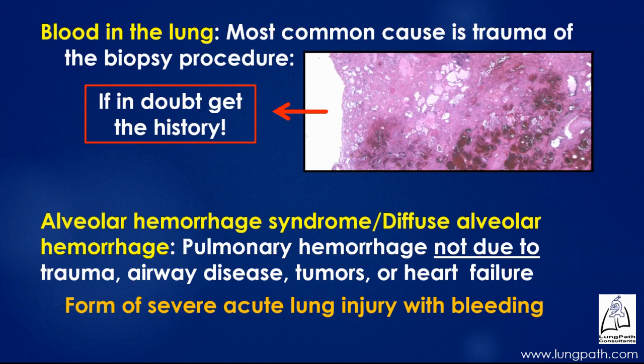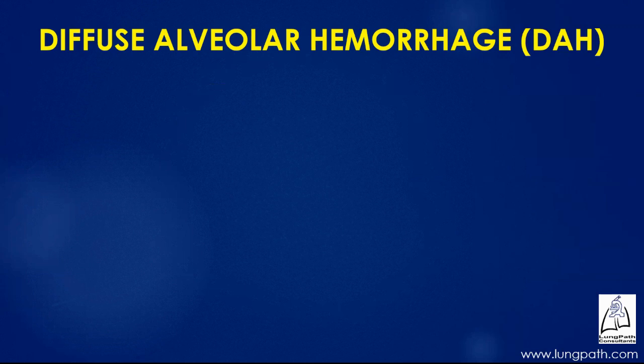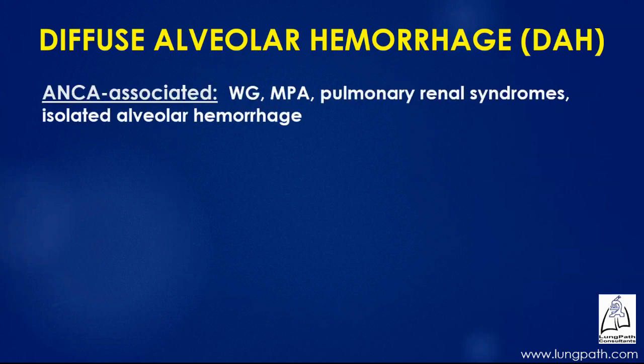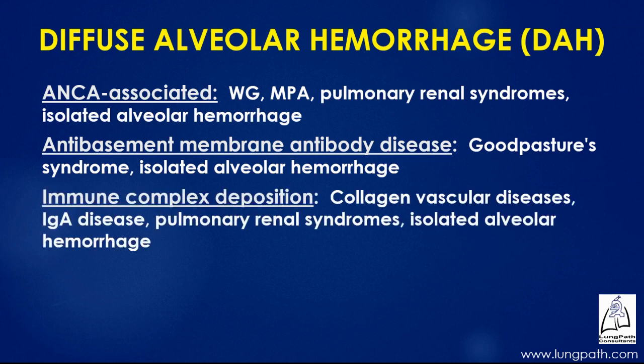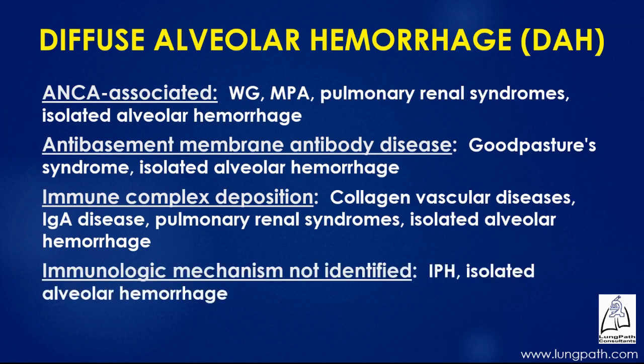And this is a form of acute lung injury with bleeding in the lung that was previously mentioned by Dr. Leslie, but I wanted to underscore it. This is an important thing to be aware of in patients with acute interstitial lung disease. Diffuse alveolar hemorrhage can be divided into the ANCA-associated causes and the anti-GBM disease or classic Goodpasture syndrome. It can be caused by immune complexes, particularly in connective tissue diseases, and it can be due to an immunologic mechanism that has not been defined, such as in children with idiopathic pulmonary hemosiderosis.